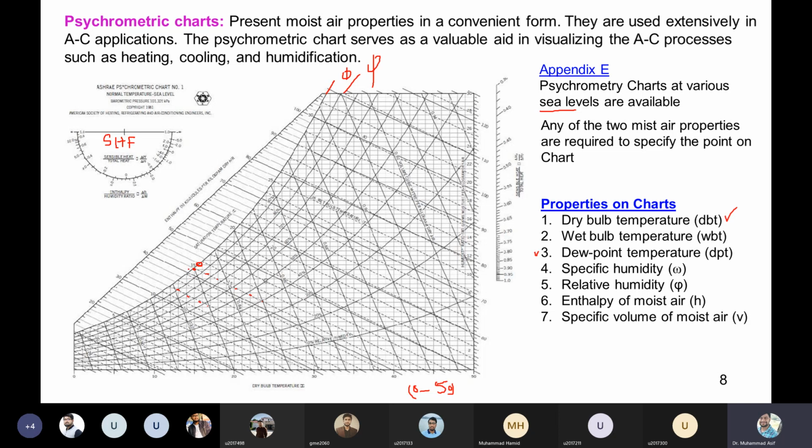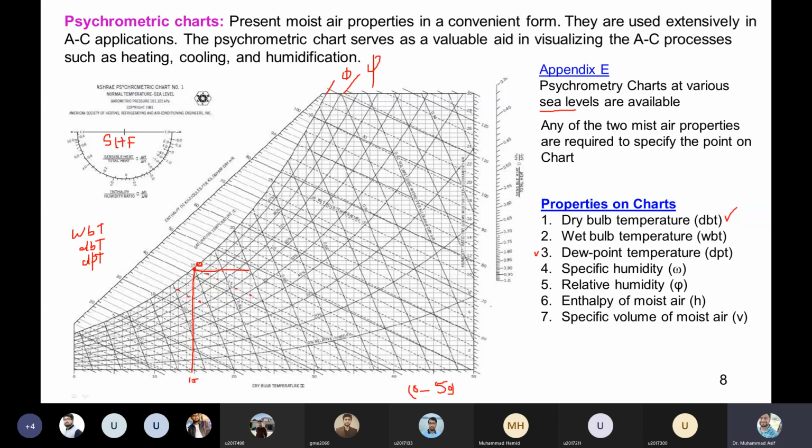At the dew point temperature, or at 100% saturation, all three temperatures, the wet bulb temperature, the dry bulb temperature, and the dew point temperature, DPT, are equal. For example, at this point, 15 degrees C is the wet bulb temperature. If you drop a vertical line here, the same 15 degrees C will be the dry bulb temperature. Along the horizontal line, the dew point temperature will again be 15 degrees C.